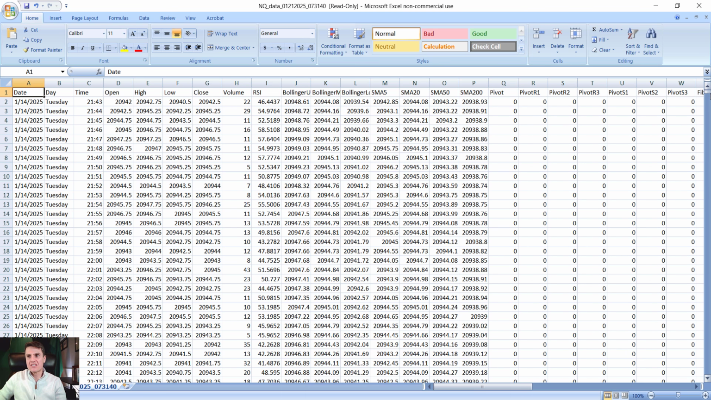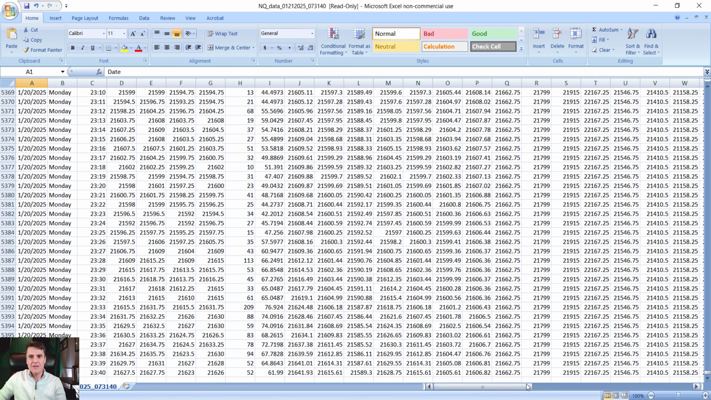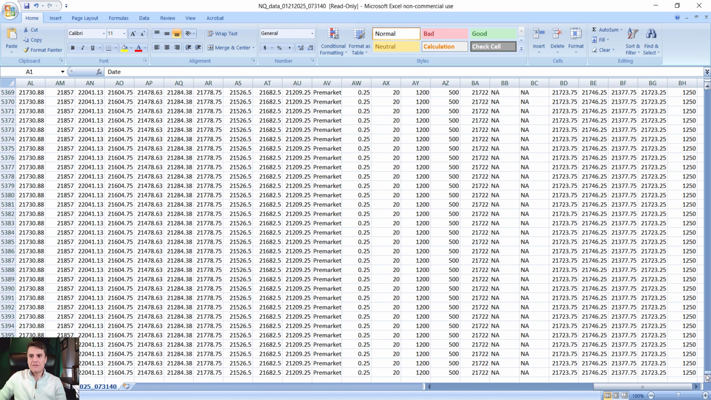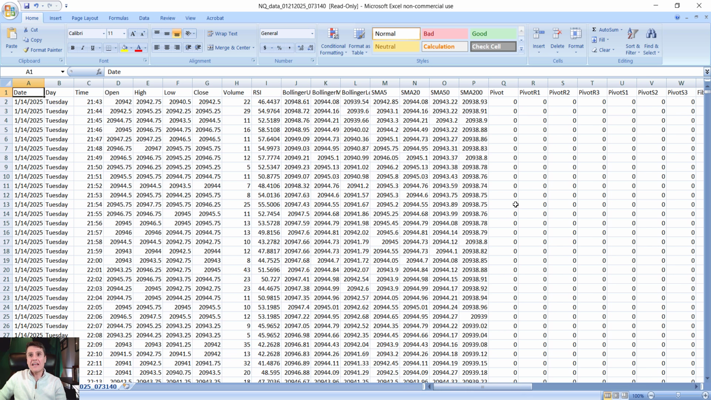Okay, so this is the CSV file. A lot of data, guys, a lot. You'll notice that 1250 is the desired profit, and that $500 that you see there in AZ is your stop. So that's your risk per trade. And anytime you see zeros, it's because the calculation isn't there.